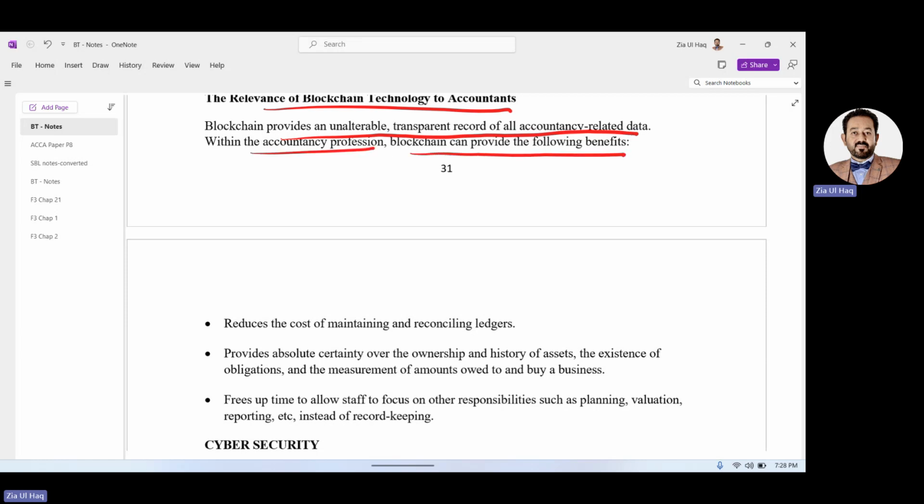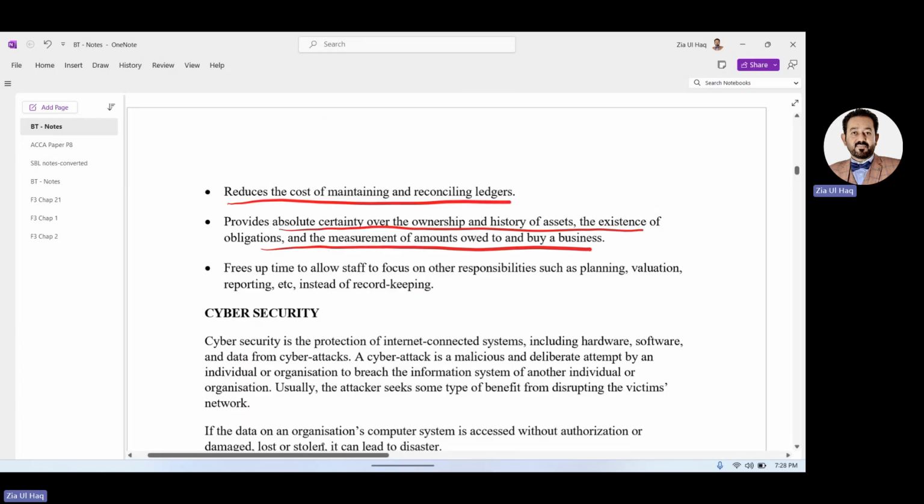Blockchain can provide the following benefits: it reduces the cost of maintaining and reconciling ledgers, because the technology will automatically compare ledgers with each other. It provides absolute certainty over the ownership and history of assets, the existence of obligations, and the measurement of amounts owned by a business. This means you can maintain the history of different transactions that have been recorded in the system. It frees up time to allow staff to focus on other responsibilities such as planning, valuation, and reporting, rather than record keeping, because records can be kept accurately and securely by the system through blockchain technology.